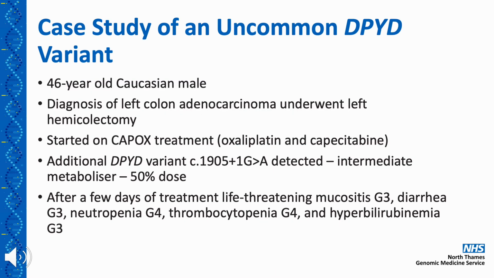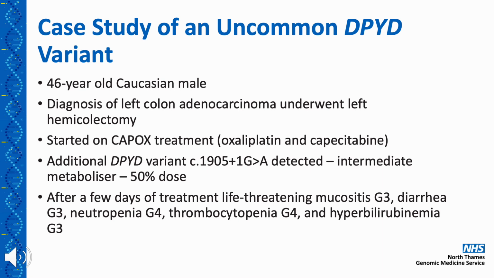This is a brief case study of an uncommon DPYD variant. A 46-year-old Caucasian male was diagnosed with left colon adenocarcinoma and had a left hemicolectomy before starting on Capox treatment consisting of oxaliplatin and the oral fluoropyrimidine capecitabine. At the time of treatment, DPYD testing was not widespread, and according to local guidelines, only a single DPYD variant was tested for. This variant was detected, leading to an intermediate metabolizer status and a 50% dose reduction.